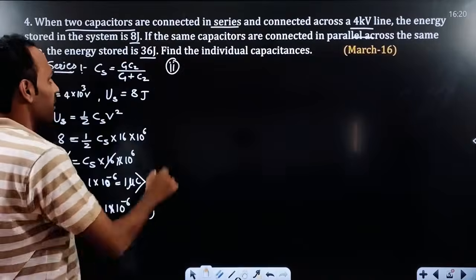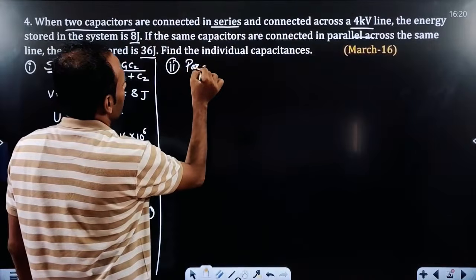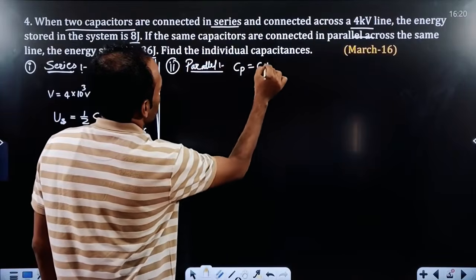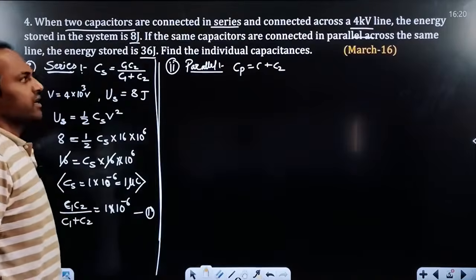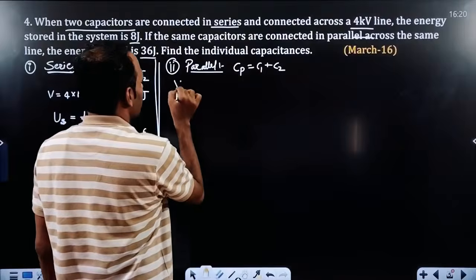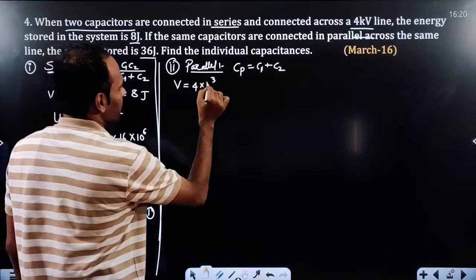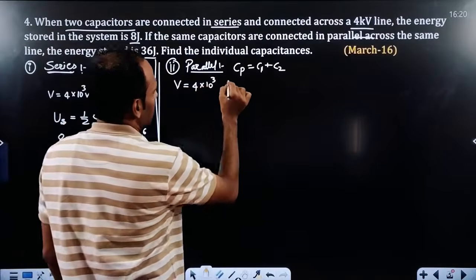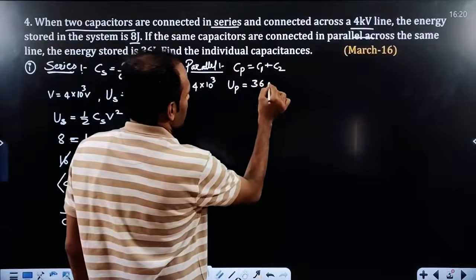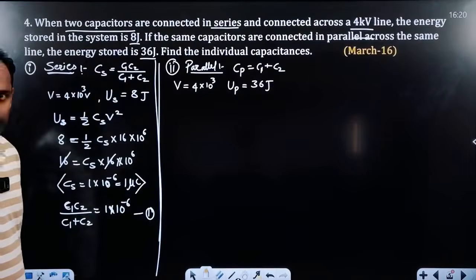Second combination? Parallel combination. See, now the second time they have connected in parallel. So CP will be equal to C1 plus C2, because two capacitors are connected in parallel. What is the voltage applied here? They have said the same voltage is applied. Same voltage means 4 into 10 raised to 3. Right? And what is the energy stored in parallel? The energy stored in parallel given to us is 36 joules. This much they have given. Again apply the same formula, apply the energy formula.